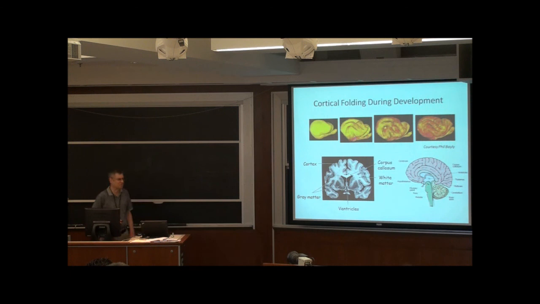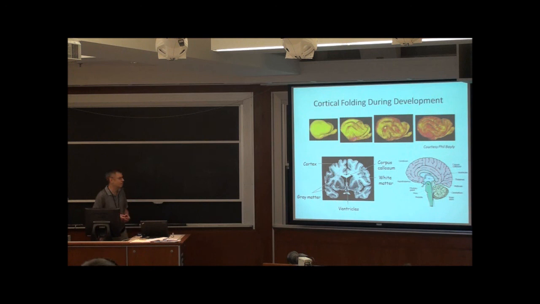So anyway, okay. So as far as development is concerned, these are pictures from MRI reconstructions of the ferret brain as it folds. In general, the primary folds might vary from species to species, but within the same species, they're pretty much the same from one individual to the next. But then you get secondary folds that can be considerably different.